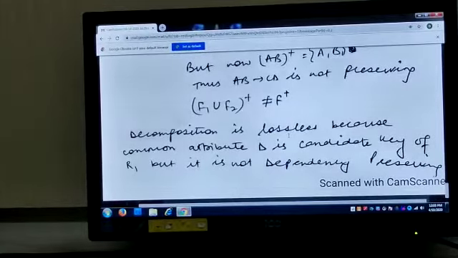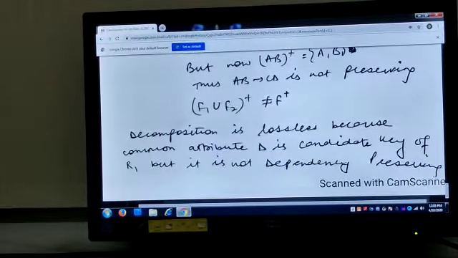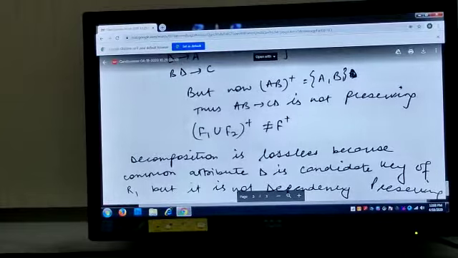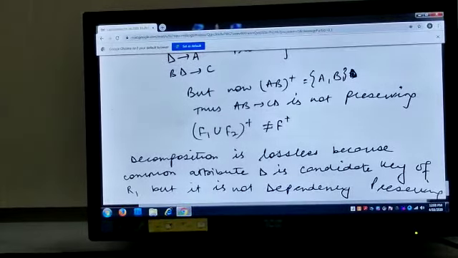So we will say that the decomposition is not dependency preserving, because I have lost one functional dependency. But you can see that the decomposition is lossless, the property we started with earlier.